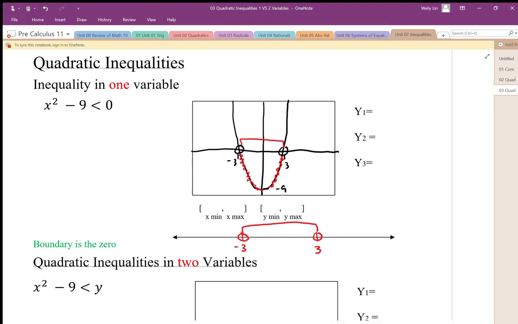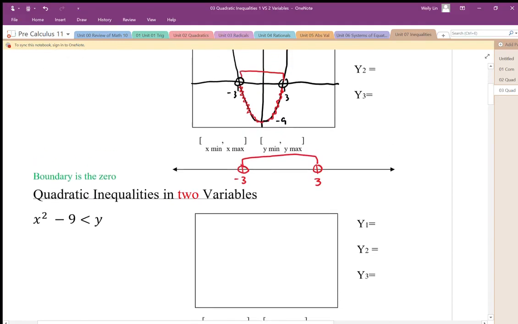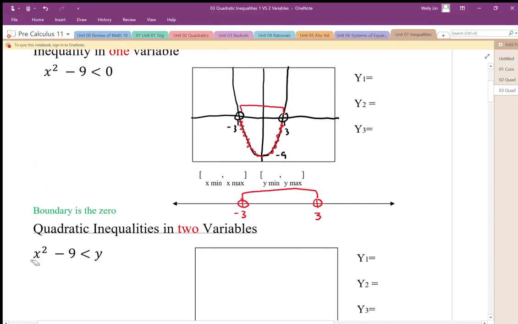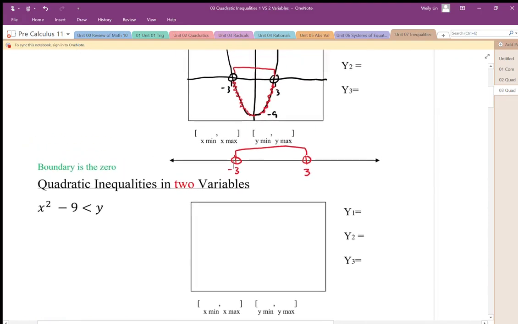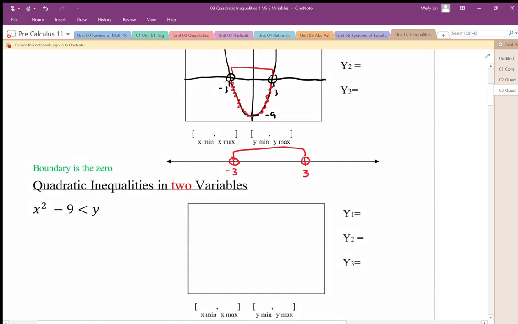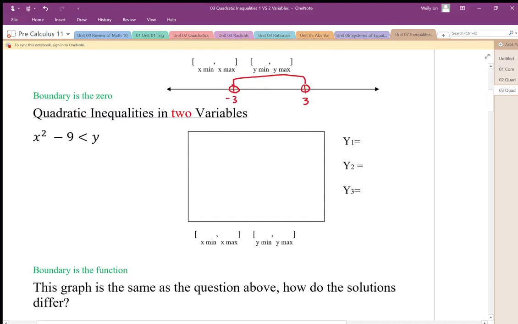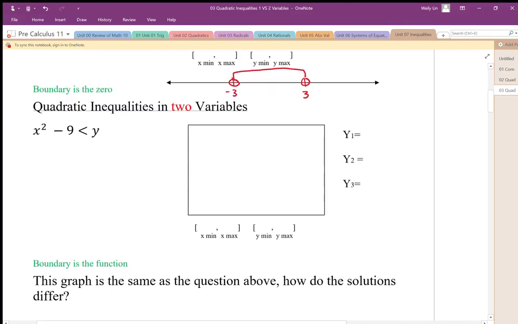So it's important to make sure we understand that generalization, because when we do a quadratic inequality in two variables, what is the difference between x squared minus 9 is less than y and x squared minus 9 is less than 0? This is a one-variable inequality where the solution is just the x along the x-axis. Here is a two-variable inequality where the answer should be an area. Here the boundary is 0, the boundary points where it crosses y equals 0. Here the boundary is going to be the actual function, the function y.